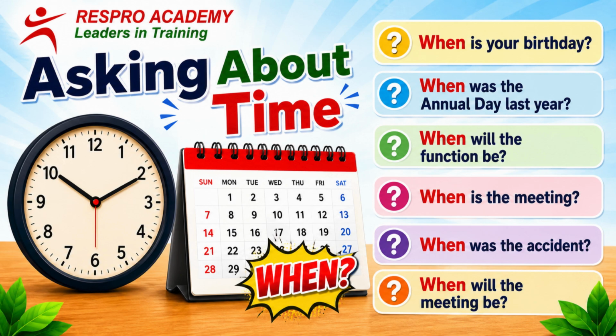So let's see a few more. When is the meeting? When was the accident? When will the meeting be? Can you notice something? In every question, we have used the question word when, which helps us ask about the time something happens. Simple, isn't it?